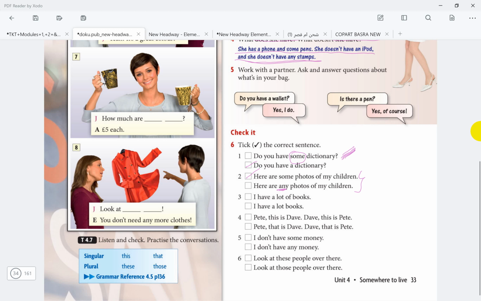I have a lot of books. A lot of. So this is the right answer. This is Dave. That is Pet. Because this is near to us. So this one. I don't have some money. I don't have any money. So this one seems negative.